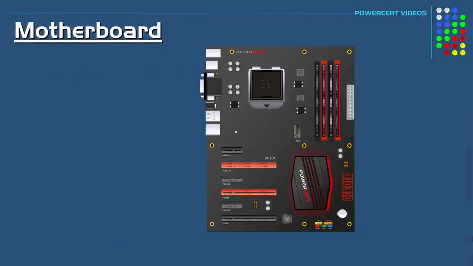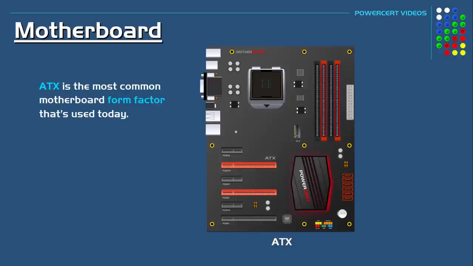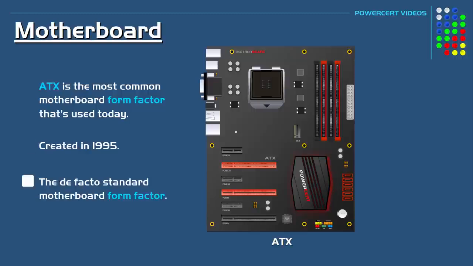Now, motherboards come in different shapes and sizes, and this is known as a form factor. And the most common motherboard form factor that's used in PCs today is ATX. ATX stands for Advanced Technology Extended. It was created in 1995 and is now the de facto standard form factor for PCs today. A full-size ATX motherboard is 12 by 9.6 inches.